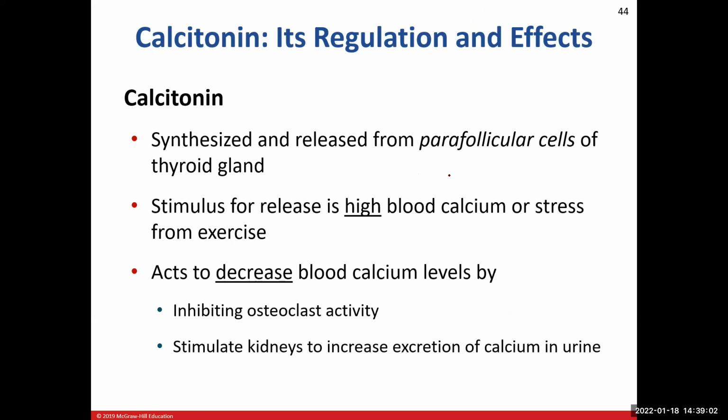So now that we have iodized table salt, we don't really have to worry about goiters too much anymore, at least in this country. All right, let's jump back to calcitonin. This is the other hormone that is produced in the thyroid gland.